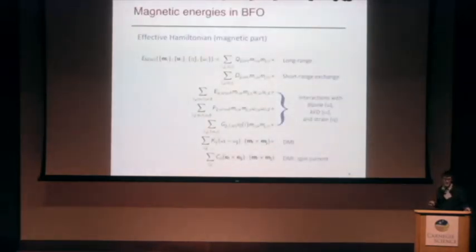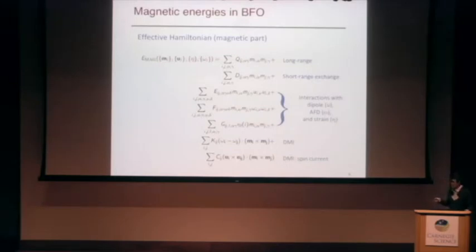How can we understand these different magnetic configurations? We know that the magnetic structure that occurs is the one that minimizes the total energy. And here are the magnetic energies we considered in our effective Hamiltonian. The first term is the long-range magnetic dipole-dipole interaction, which is relatively small. And the second term is the short-range exchange interaction, which is strong, and it favors the antiferromagnetic order.